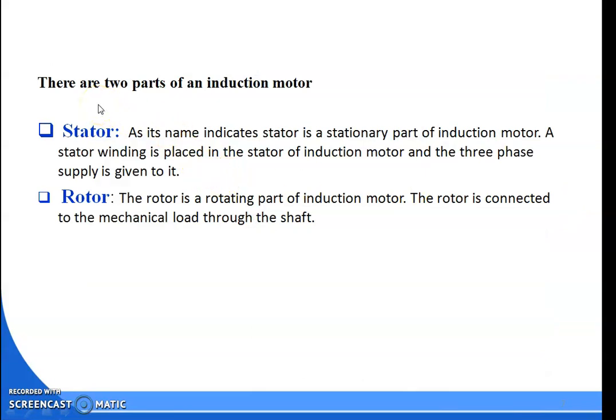Now see, as we have discussed in the diagram, there are two main parts of an induction motor. Number one, stator. Number two, rotor. So, first we will discuss what do you mean by the stator.